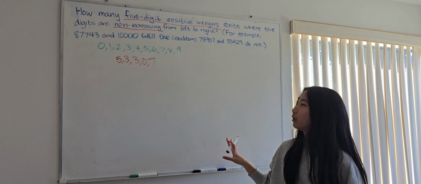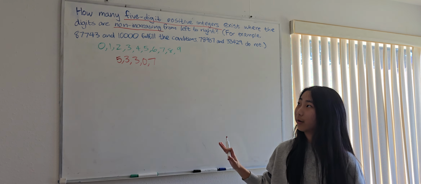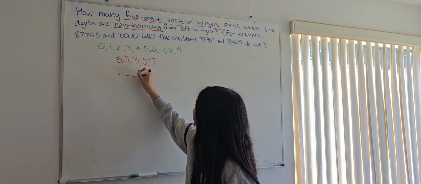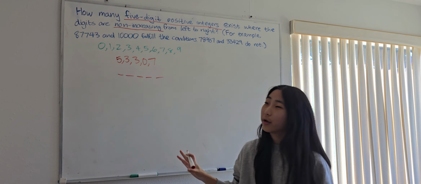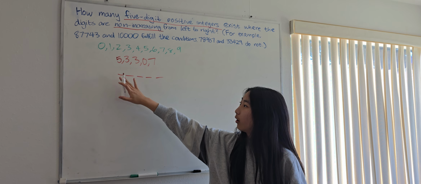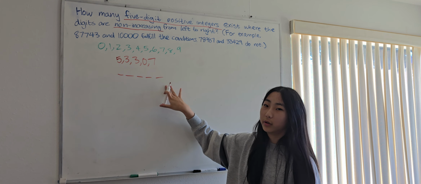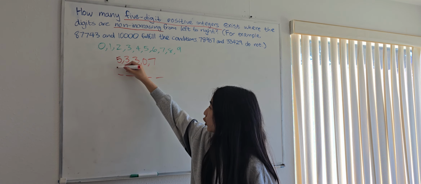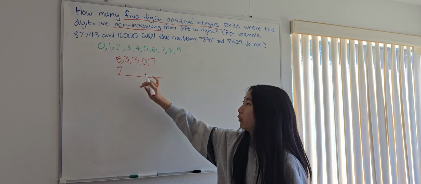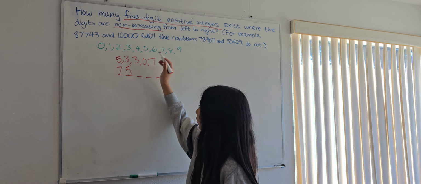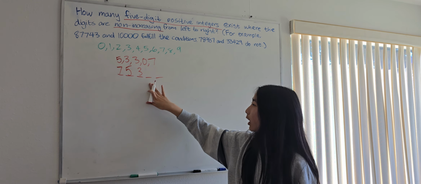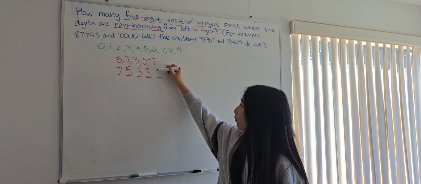Alright, so now that we selected the digits, we want to see how many different non-increasing numbers we can create. So first off, for a non-increasing number, the very first digit has to be the largest one because it has to be larger than all the numbers to the right of it. This means that our first digit will have to be 7. Similarly, the digit following it would have to be the second largest number, which would be 5 in this case. Afterwards, we would have the third largest number, which is 3. And since we have 2 3s, we also have to have the second one following it. And finally, we would have a 0.